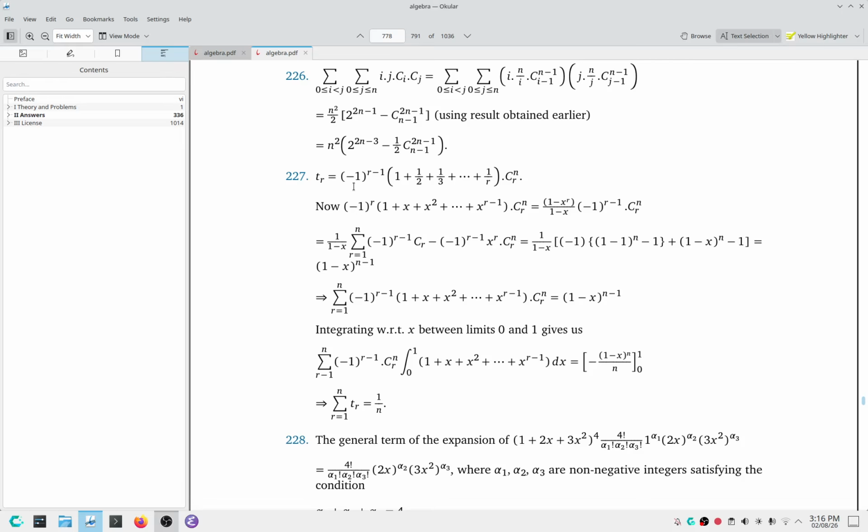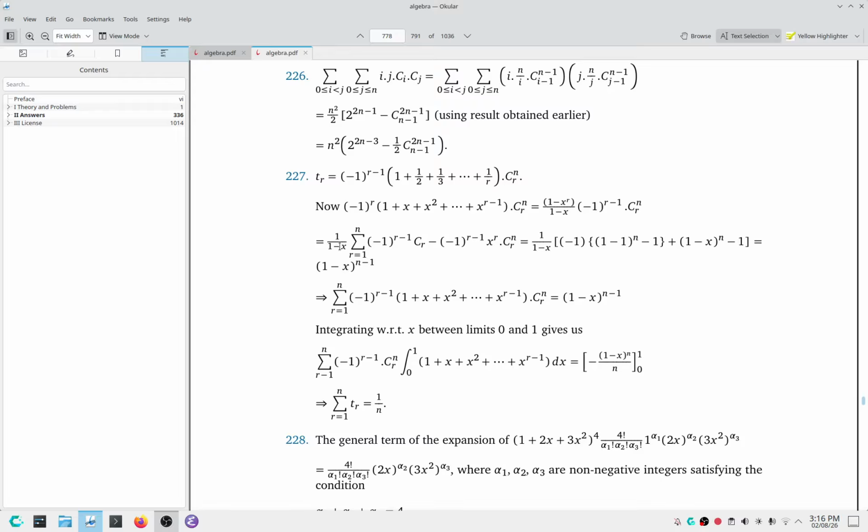So here the Rx term is minus 1 to the power R minus 1, 1 plus 1 upon 2 plus 1 upon 3, and so on up to 1 upon R, and CR. So we write this sum as (1 minus x to the power R) upon (1 minus x) for this 1 plus x square up to x to the power R minus 1. So this is a geometric progression and we write this is equal to this.